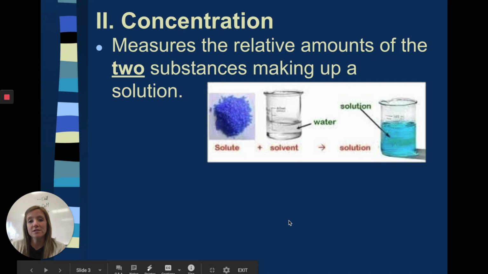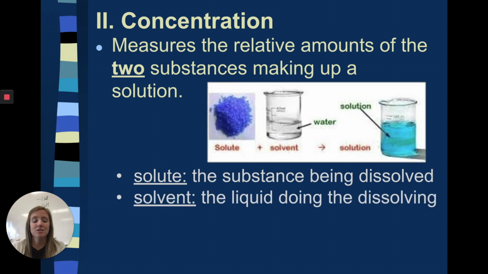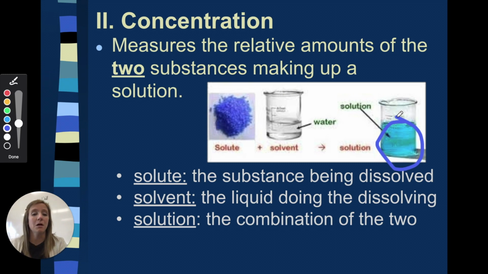Concentration measures the relative amounts of two substances making up a solution. There are two components that make up a solution. You have the solute, the substance being dissolved, and the solvent, the liquid doing the dissolving, and the solution is a combination of the two. A key thing about what we call a solution is that when something becomes a solution, you can't see the different components anymore. It looks like one thing, right? Labeled at the beginning of the year as homogeneous.